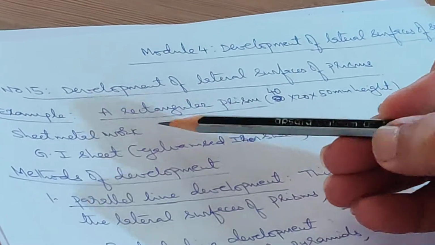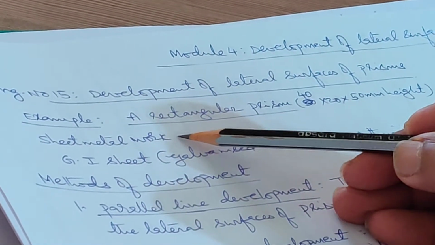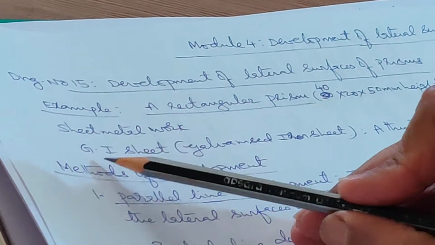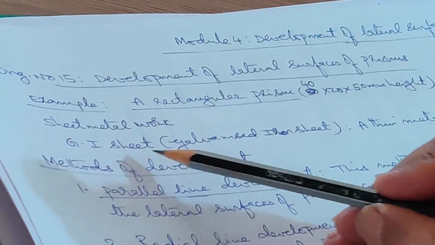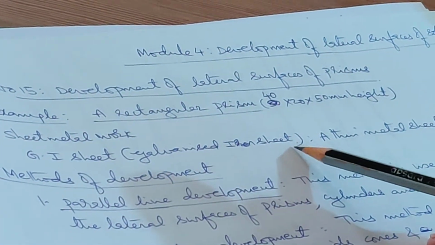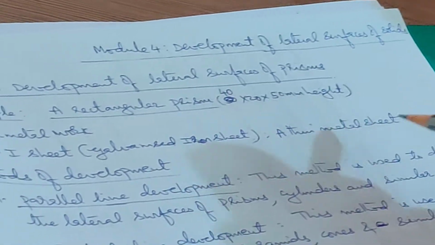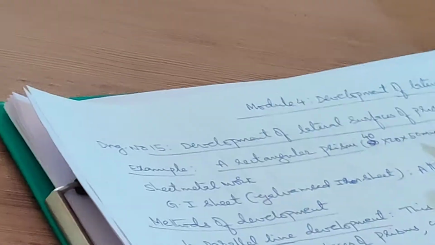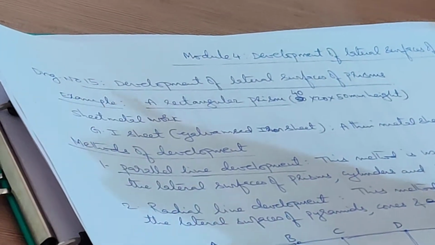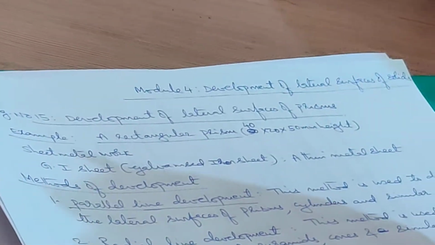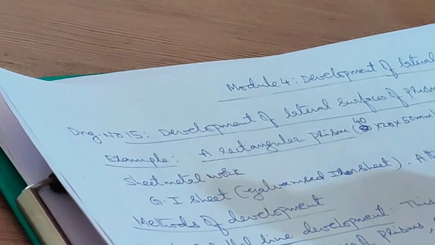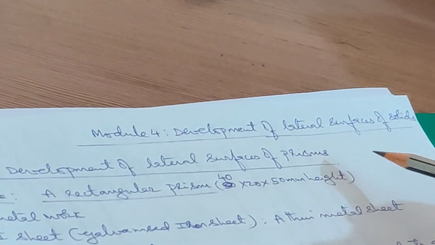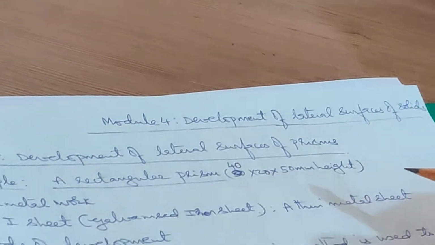Before that, as I already mentioned, this development of surfaces is used in sheet metal work. The sheet that is used in the workshop is called GI sheet. GI stands for galvanized iron sheet. It is in fact a thin metal sheet, and a coating called galvanizing is provided on it to avoid corrosion. It will be a very thin sheet, around 2 mm thickness maybe, or even less than that. Very thin sheet. So development of surfaces is useful in sheet metal work.